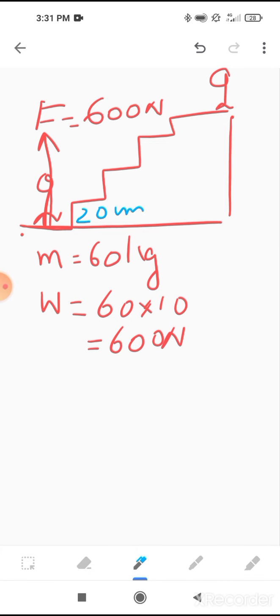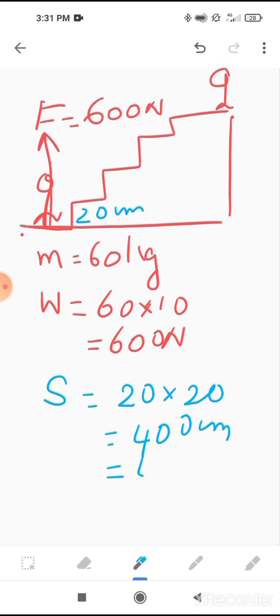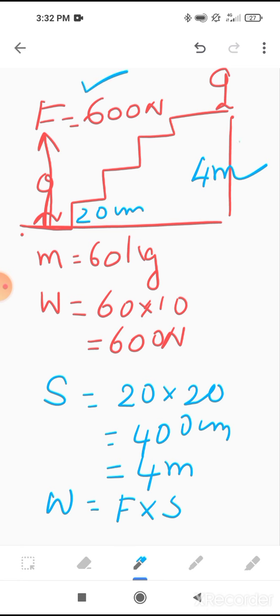Like that 20 steps are there. So total displacement is 20 into 20, that is 400 centimeter, that means 4 meter. The total displacement happening to the man is 4 meter, and the force exerted by the man is 600 Newton. So work done can be calculated by the formula F into S. F is here, S is here. So you will get the work. Then power you can calculate by the formula work upon time.